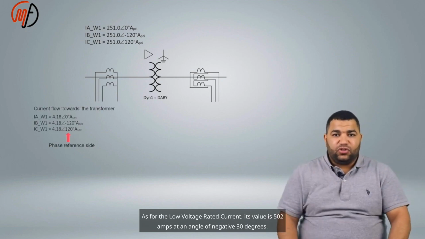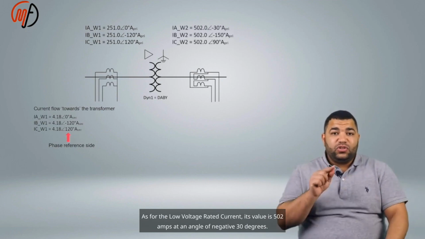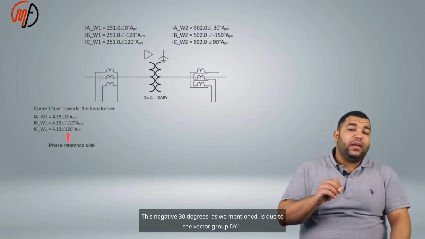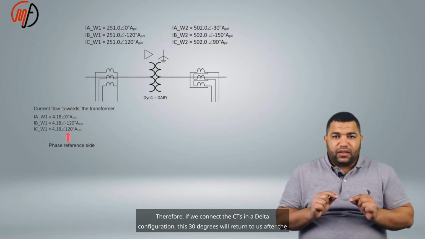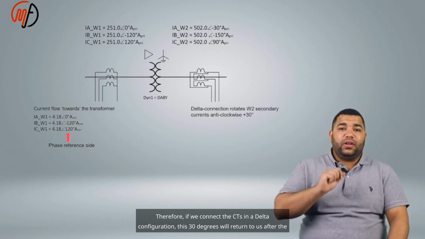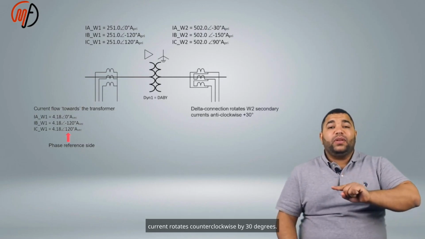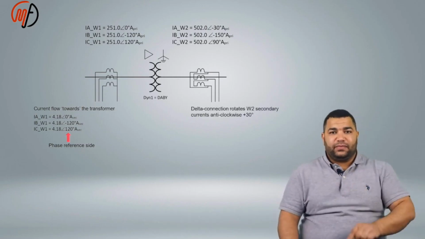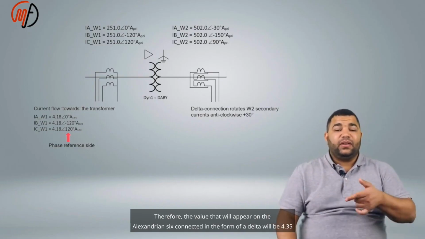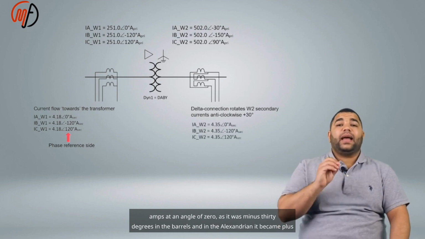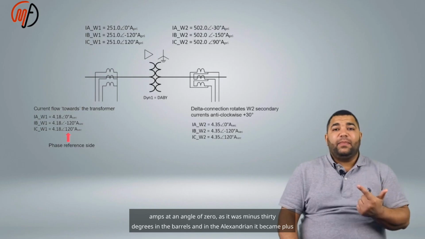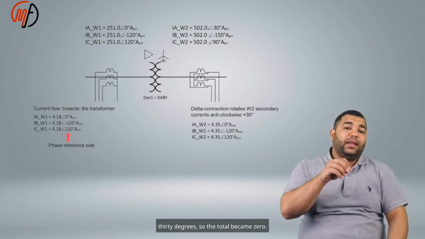As for the low voltage rated current, its value is 502 amps at an angle of negative 30 degrees. This negative 30 degrees, as we mentioned, is due to the vector group DY1. Therefore, if we connect CTs in a delta configuration, this 30 degrees will return to us after the current rotates counterclockwise by 30 degrees. Therefore, the value that will appear on the delta-connected CTs will be 4.35 amps at an angle of 0, as it was minus 30 degrees in the primary, and in the secondary it became plus 30 degrees, so the total became 0.